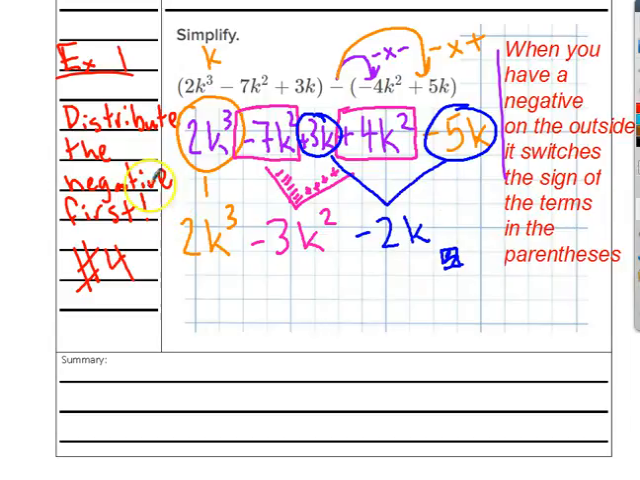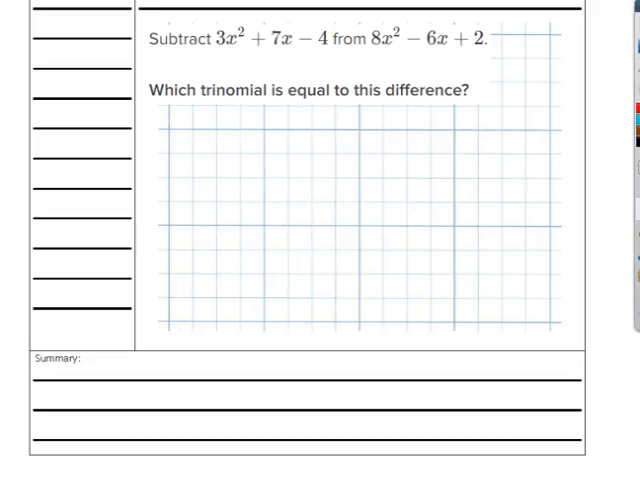And what I have taught you is that when you're subtracting a polynomial, distribute the negative first. So your summary should have everything that you learned on this page. Please summarize using at least 2 sentences before you continue. And then the next page we have example 2.